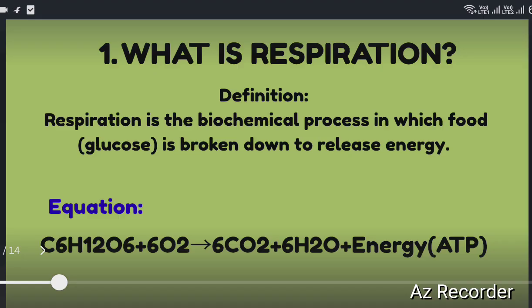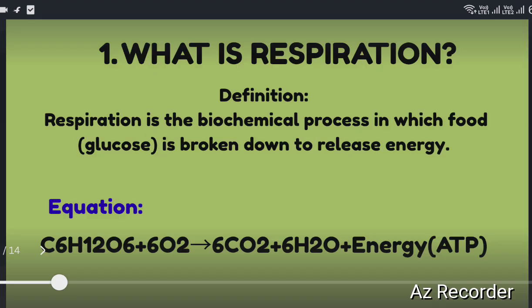Glucose, that is C6H12O6, plus 6 molecules of oxygen gives 6 molecules of carbon dioxide plus 6 molecules of water and liberation of energy in the form of ATP. Glucose comes from food in the case of animals, or from photosynthesis in the case of plants. Oxygen is taken in during breathing, and energy is released in the form of ATP, that is nothing but adenosine triphosphate.